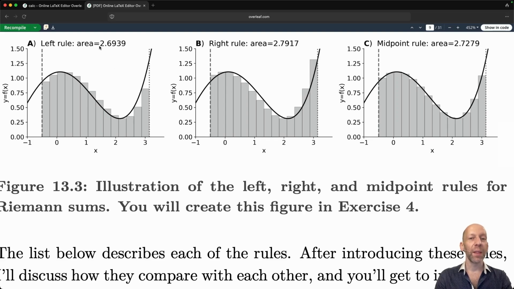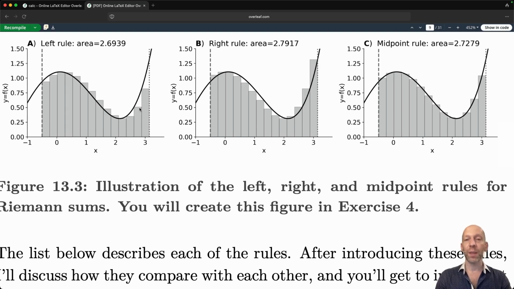Now, the titles of each of these subplots contain values that you have already calculated. These are the approximations from the previous exercise that we calculated with the Riemann rules. And then code for drawing the function line and these vertical lines indicating the lower and upper bounds of the integration, you also already have from exercise 2.